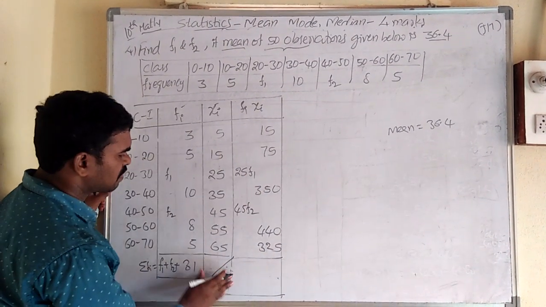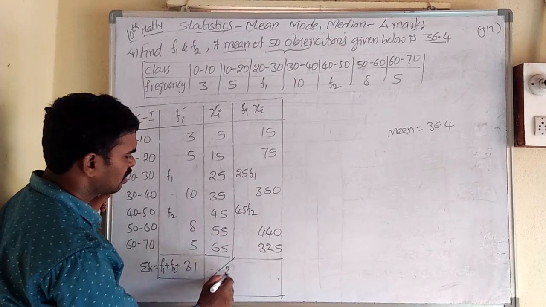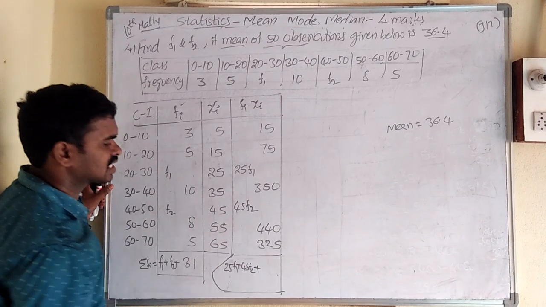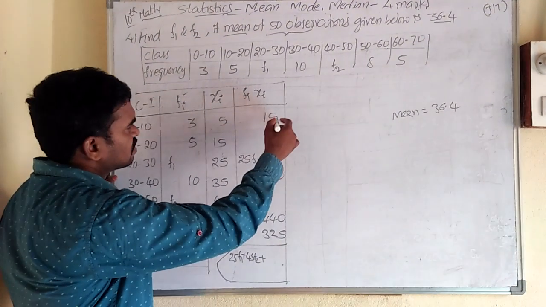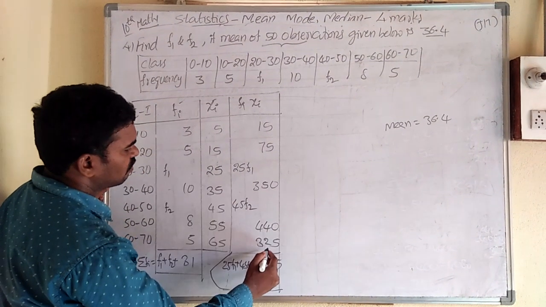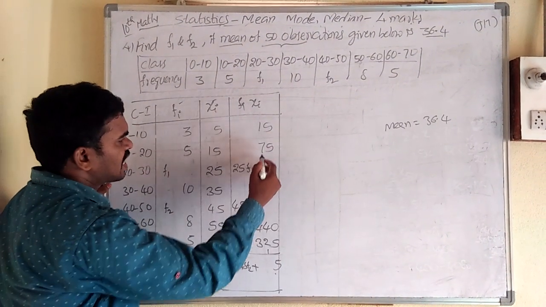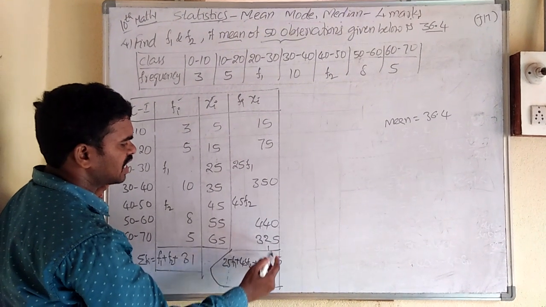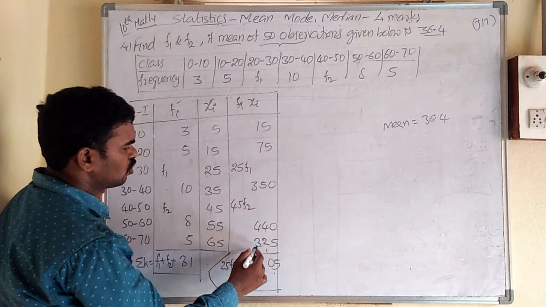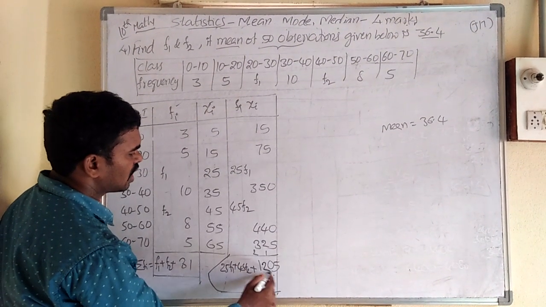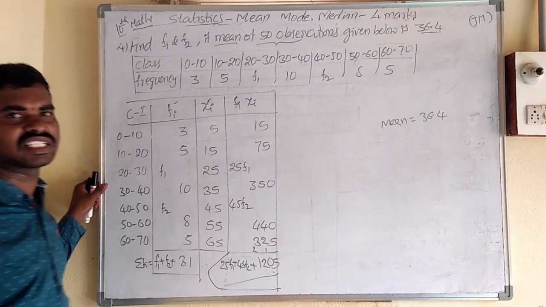So summing, adding all these terms. So this is 25 f1 plus 45 f2 plus, add these: 5 plus 5 is 10, plus 5 is 15, carry 1, plus 7, 8, plus 5 is 13, plus 4 is 17, plus 2 is 19, 1, 20, 2 plus 3, 5, plus 4 is 9, plus 3 is 12. So 1215. This is the summation fi xi value.